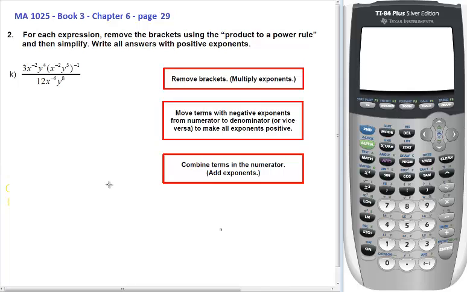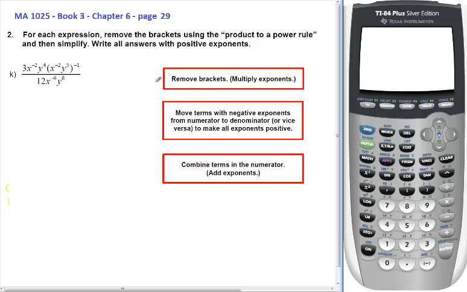This is number 2, exercise K on page 29, found in chapter 6 of book 3 of your Math 1025 booklets. It's asking us, for each expression, remove the brackets using the product of power rule and then simplify. Write all answers with positive exponents. Now I've left the 3 steps that they encourage you to do from your booklet.